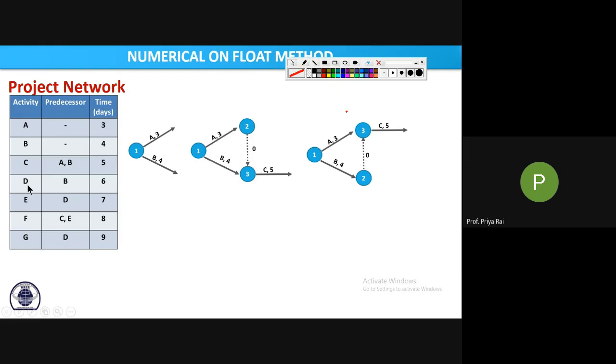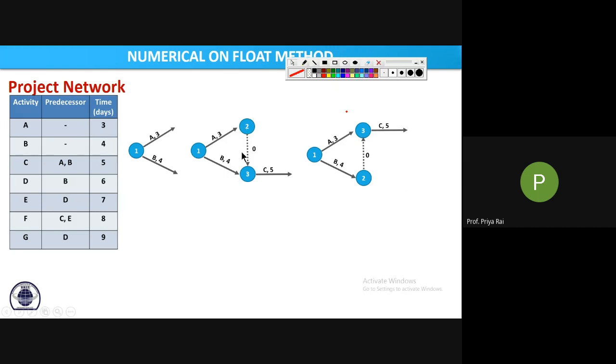Now see, the next activity will start. Here also B is finishing here and A is finishing here, both completing in this event, and from here your C activity is starting. This is also correct. Now see, from which event will D activity start? When your B activity completes. The event where B ends, from that event your D will start.